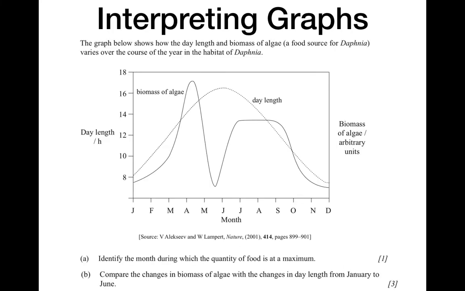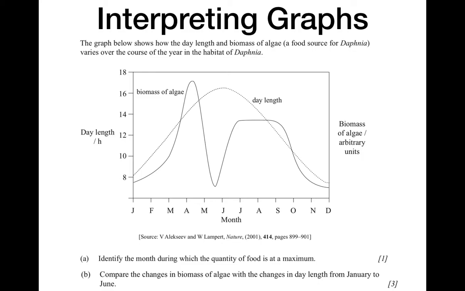Okay, looking at day length and biomass of algae over the course of a year in the habitat of Daphnia. And Daphnia are very tiny organisms that consume algae. So identify the month during which the quantity of food is at a maximum. My dark line is algae, so the maximum algae here is between April and May.